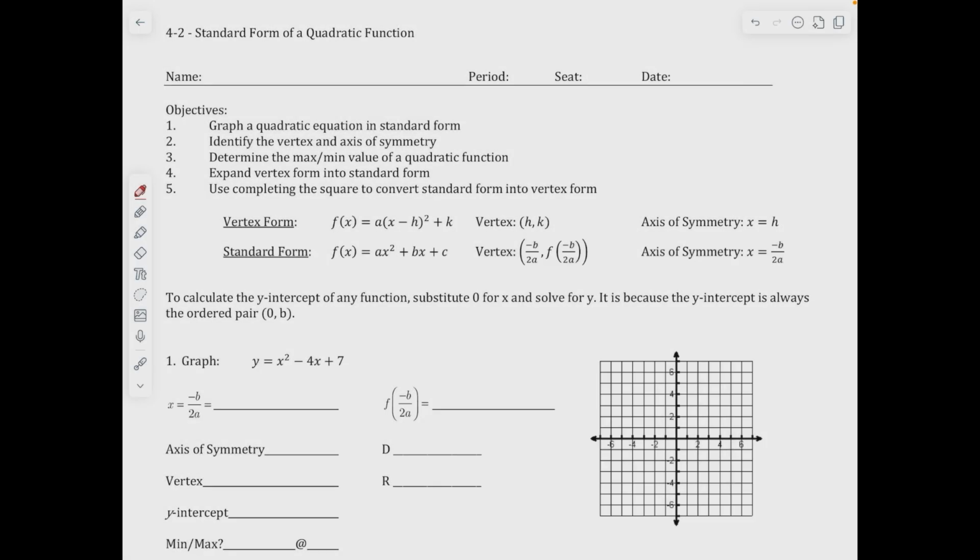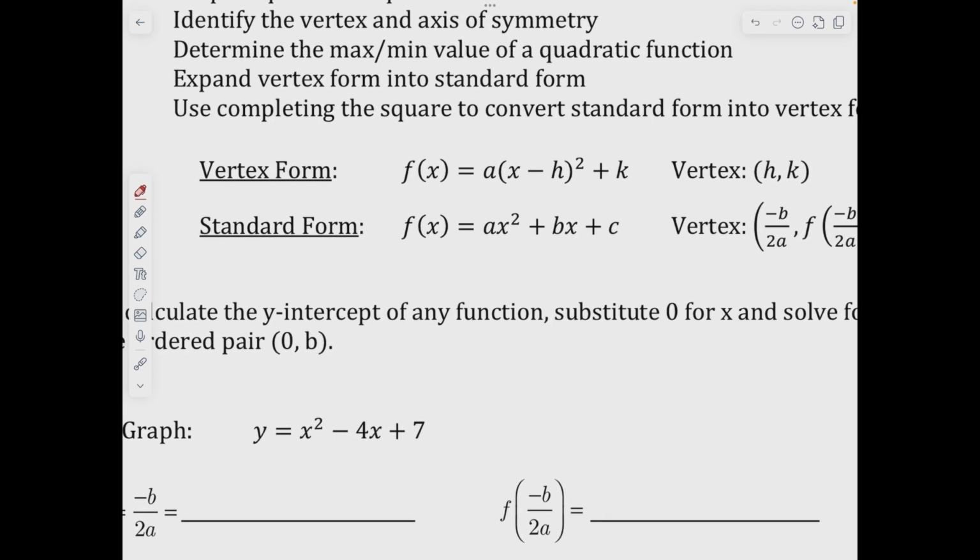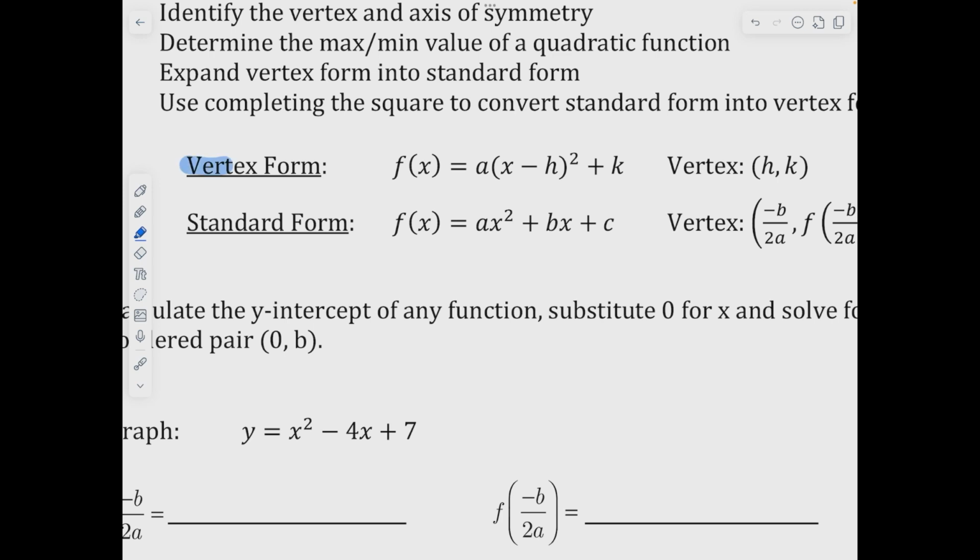Okay, this is section 4.2, standard form of quadratic function. So our objectives for this section: graph a quadratic equation in standard form, identify the vertex and axis of symmetry, determine the maximum value, expand vertex form into standard, and use completing the square to convert standard form into vertex form. In section 4.1, we were introduced to the idea of vertex form.